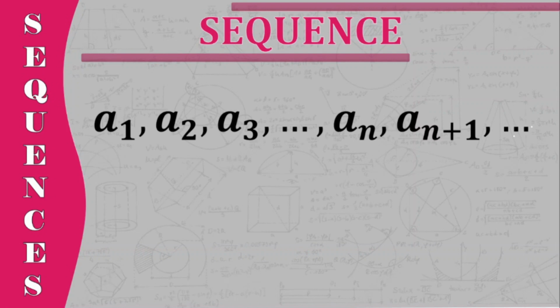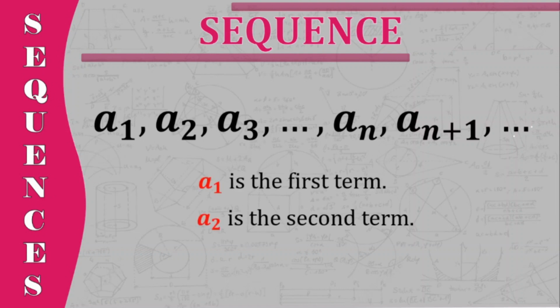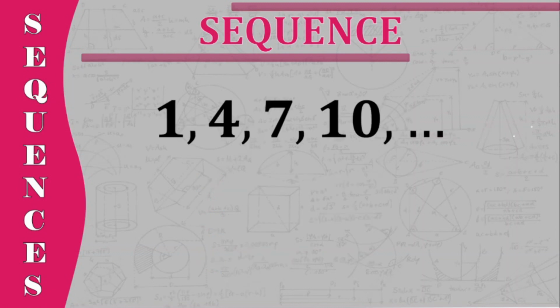We can use a sub 1, a sub 2, a sub 3, up to a sub n and so on to represent our sequence, wherein a sub 1 is the first term, a sub 2 is the second term, and a sub n is the nth term. Given the same example, 1, 4, 7, 10, and so on, let's identify what is a sub 1, a sub 3, and a sub 5.